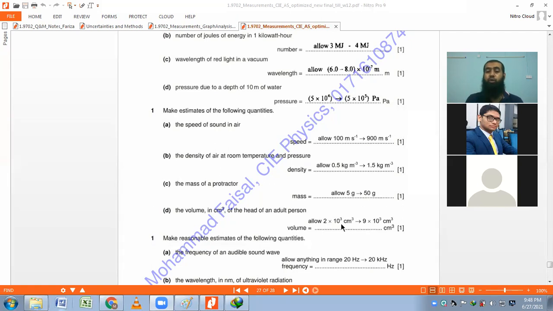Now, a person having a 2 into 10 to the power 3 centimeter cubed head is going to be like the size of a tennis ball. Unlikely. Even kids have heads bigger than a tennis ball, and this is an adult. And 9 into 10 to the power 3 centimeter cubed is pretty much the size of a basketball. A regular human being does not have a head the size of a basketball. So you have to understand how many centimeters cubed corresponds to what size for a spherical shape. These are the kind of questions that you have to handle.